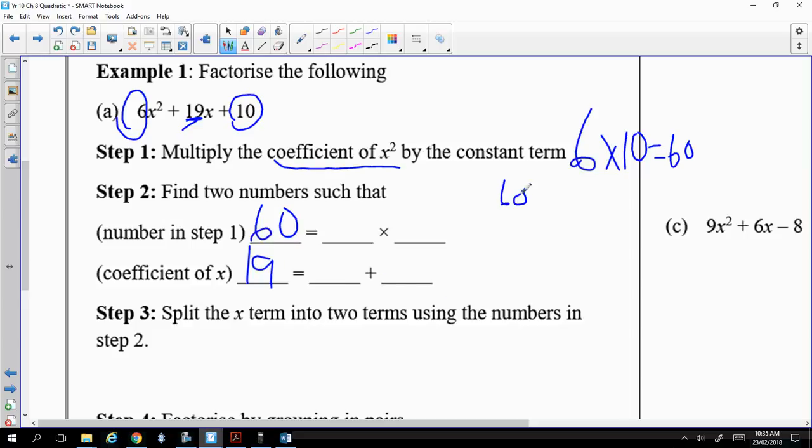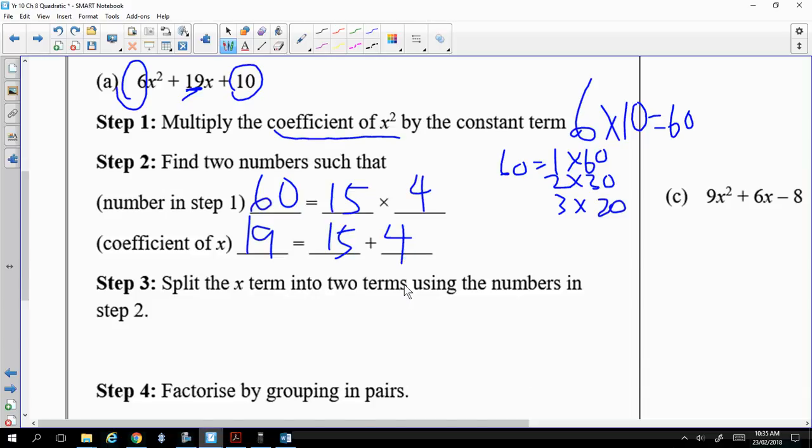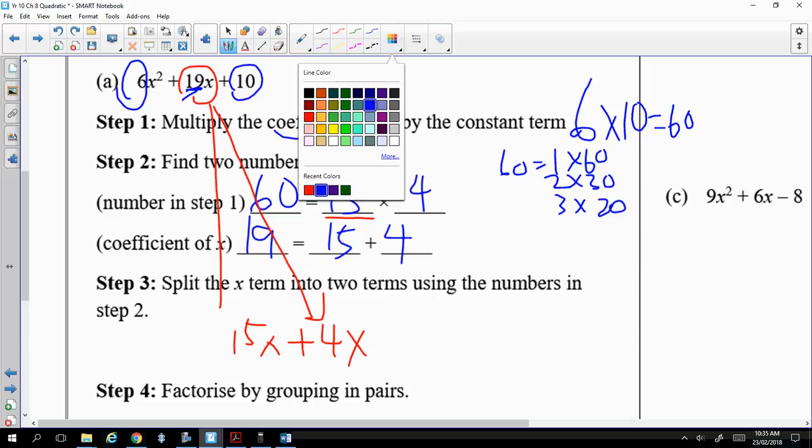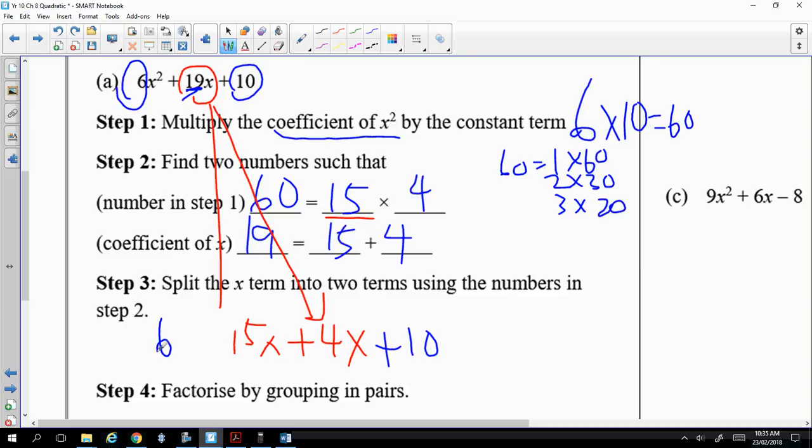So you can start by writing 1 times 60, 2 times 30, 3 times 20, 15 and 4 works. Okay, write 15 and 4. And then what do we do after that? We just have to split the middle term into 2 parts, the 15x and the 4x. And then you write down the rest, which is 10 and the 6x squared.